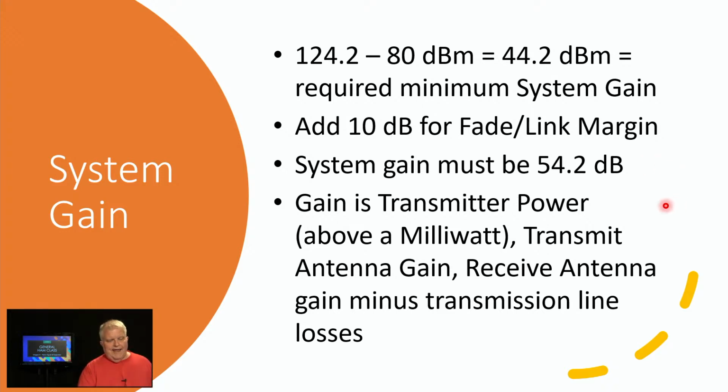And so gain then is the transmitter power above a milliwatt. That's one way. There's transmit antenna gain. There's receive antenna gain. And there's transmission line losses, which would be a negative to us. What we are building here is a link budget. We're engineering in advance for this radio link.